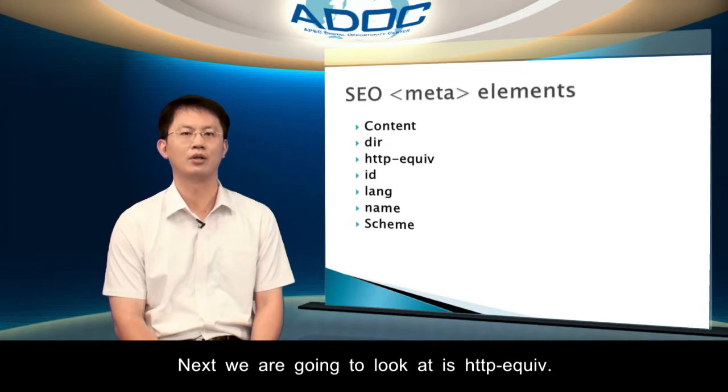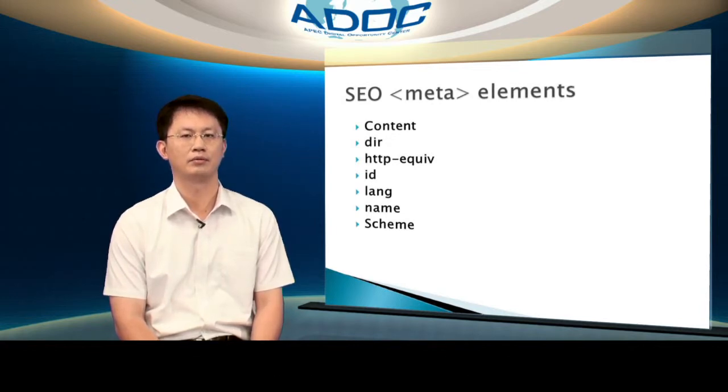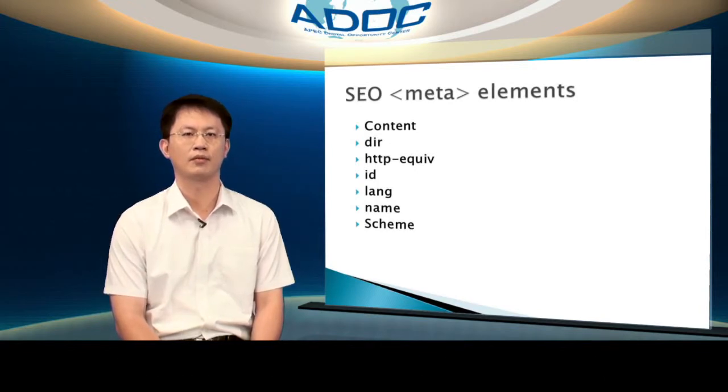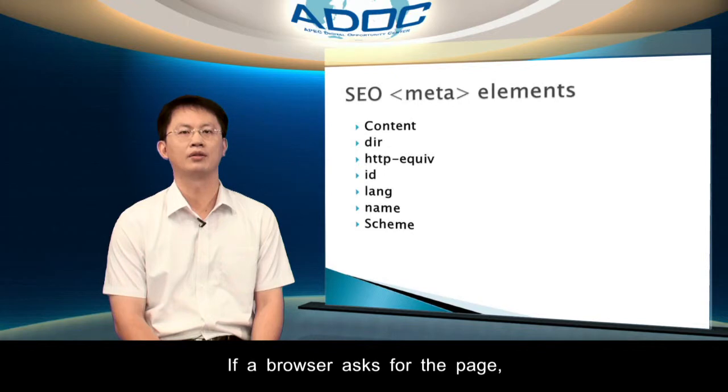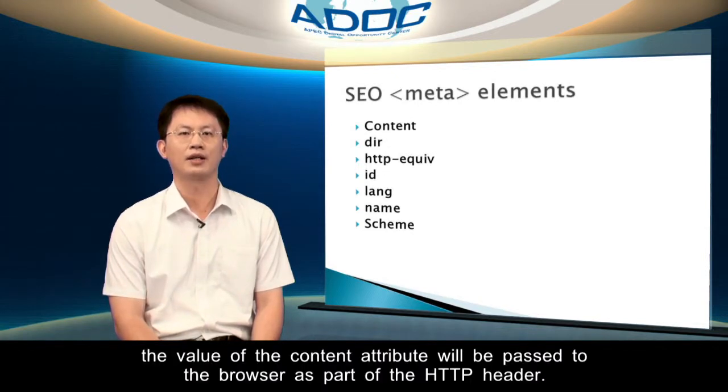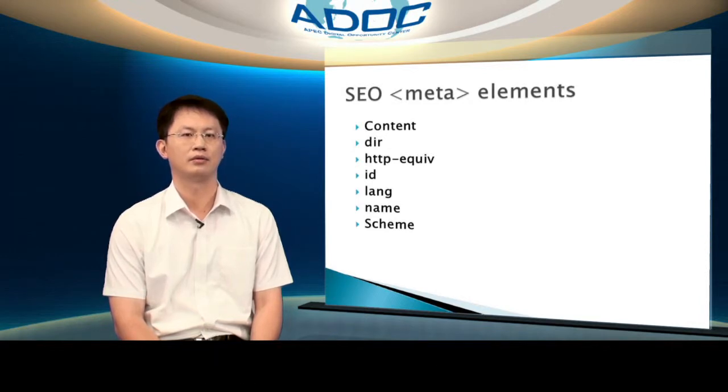Next, we are going to look at http-equiv. It connects the content attribute to an HTTP header field. If a browser asks for the page, the value of the content attribute will be passed to the browser as part of the HTTP header. The next is ID.